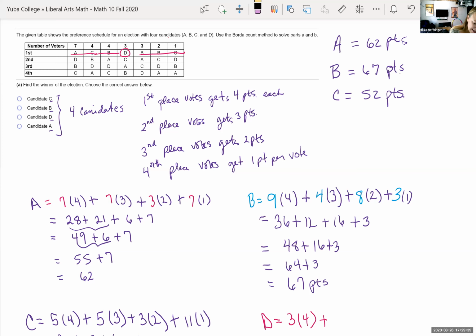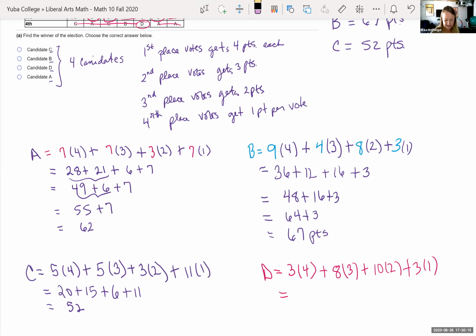Plus, D got 7 here and 1 here. So they have 8 people that ranked them second, which was worth 3 points. D here has 4, plus 4 is 8, plus 2 is 10. So 10 times 2. And then here we have 3, so plus 3 times 1 point.